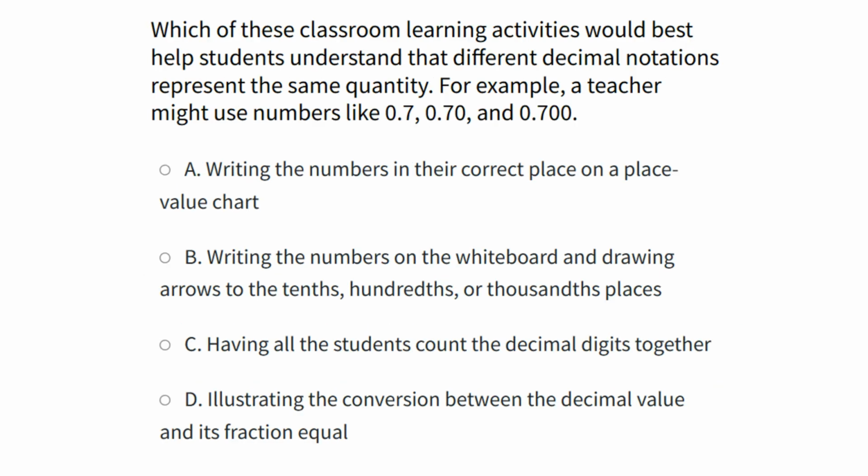Third, which of these classroom learning activities would best help students understand that different decimal notations represent the same quantity? For example, a teacher might use numbers like 0.7, 0.70, and 0.700. A. Writing the numbers in their correct place on a place value chart. B. Writing the numbers on the whiteboard and drawing arrows to the tenths, hundredths, or thousandths places. C. Having all the students count the decimal digits together. D. Illustrating the conversion between the decimal value and its fraction equal.